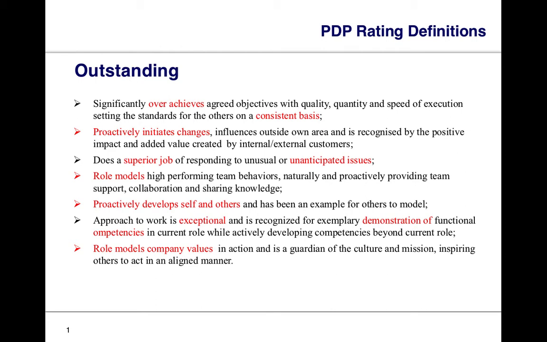The majority of the bullet points, you can see that this person was very good at what they did. They were late to a high-profile meeting. So overall, how would you rate their performance? You can see that for outstanding, it significantly overachieves agreed objectives with quality, quantity, and speed of execution, setting the standards for the others on a consistent basis. So did your direct report set the standards for others on a consistent basis in everything he did?